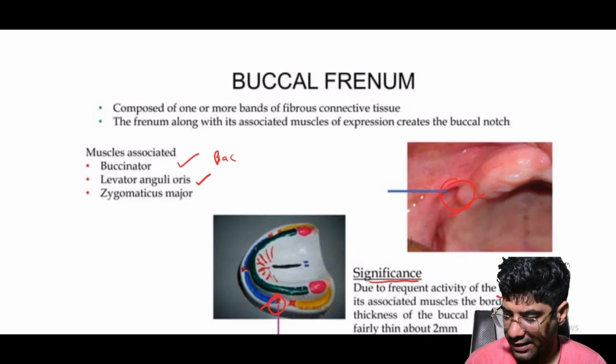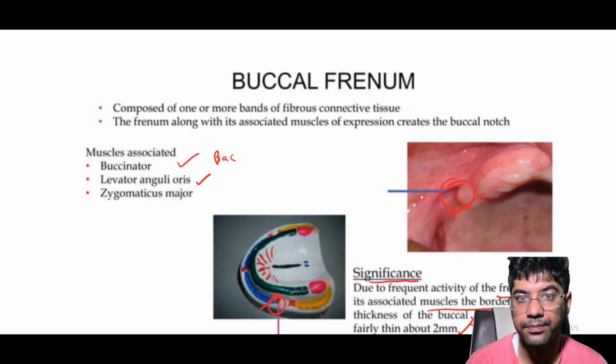So what is its significance? Due to the frequent activity of the frenum and associated muscle, the border molding thickness of the buccal notch should be thin, about 2 mm.